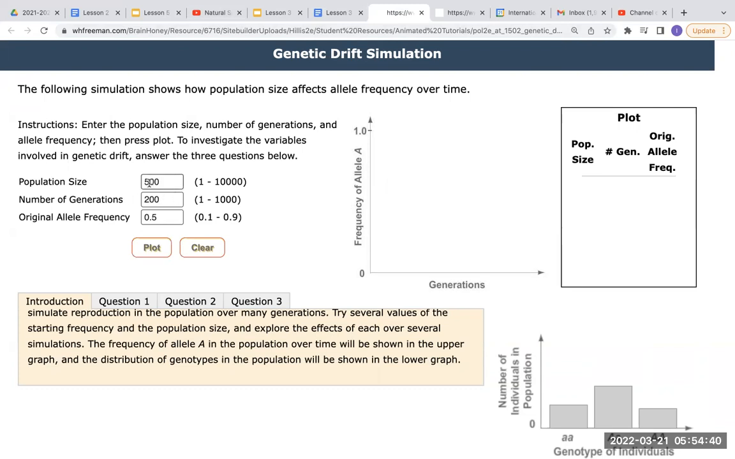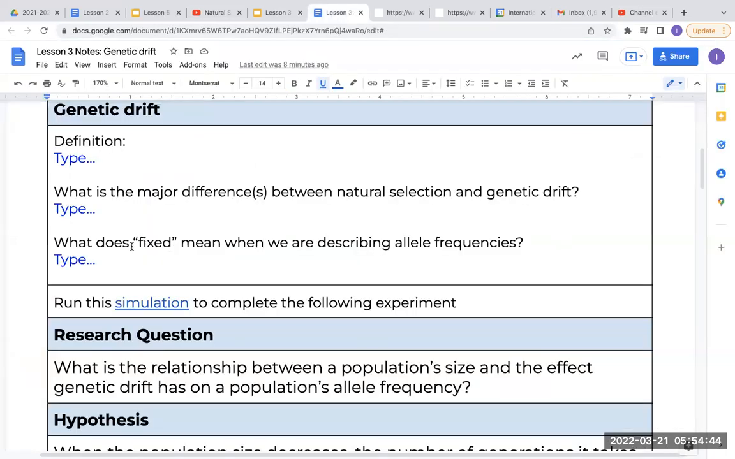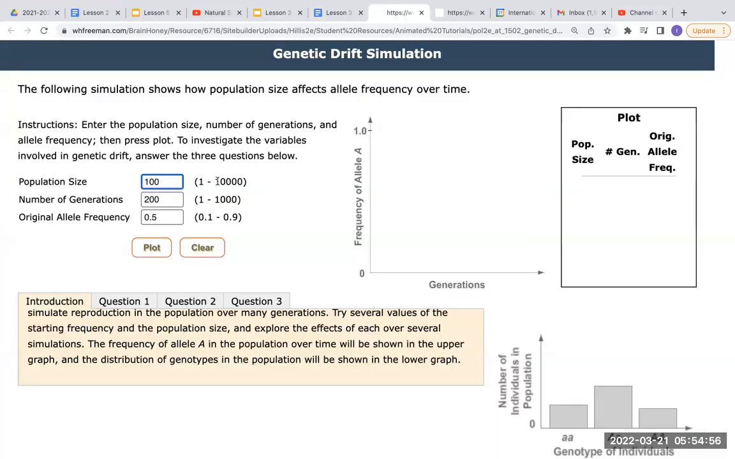Now, I want to show you something a little bit more interesting, which is the idea of fixed. So a fixed allele means that it is the only allele left for that particular gene. And I could show you that in the simulation. And let me just plot this one more time. Set it to 0.2. Plot.